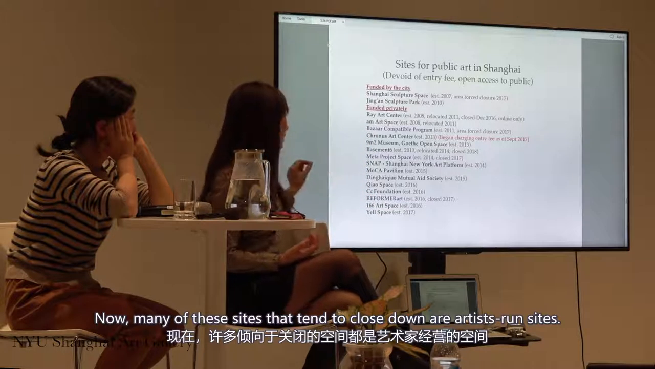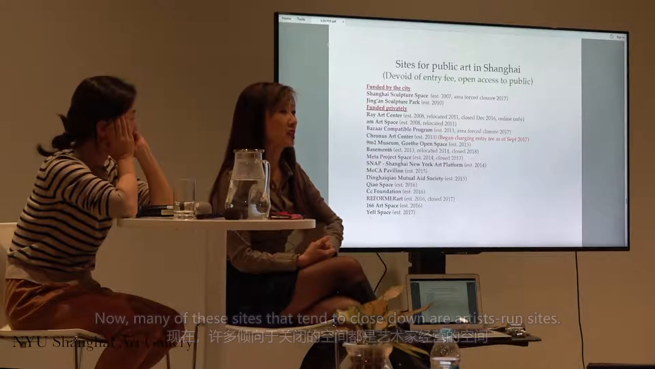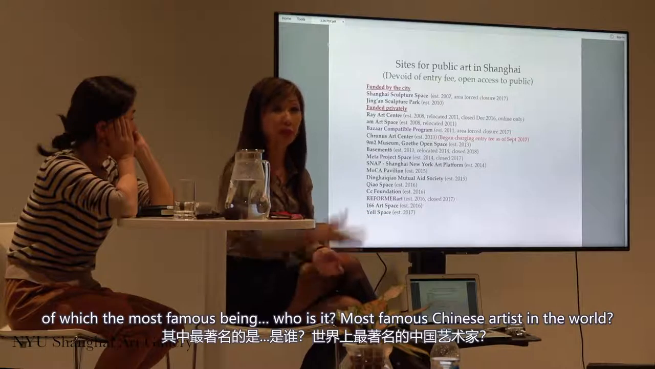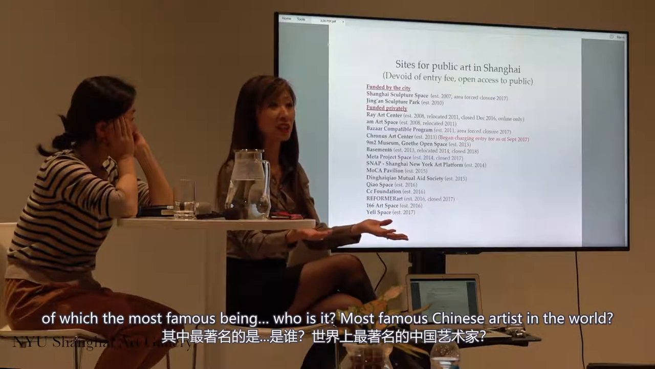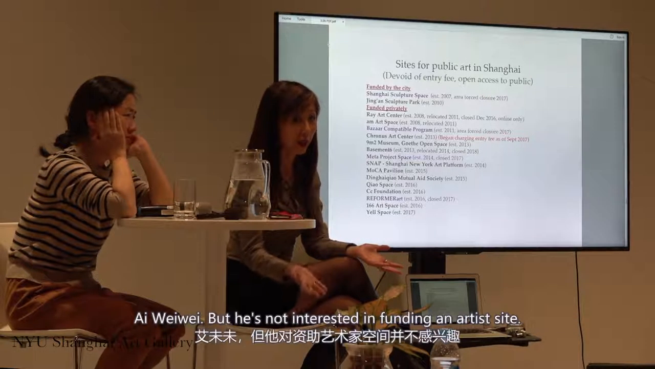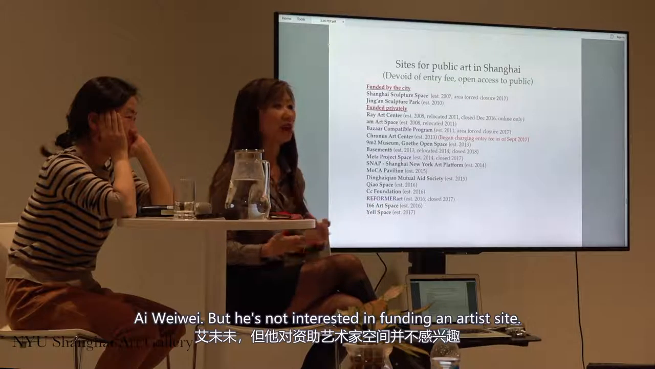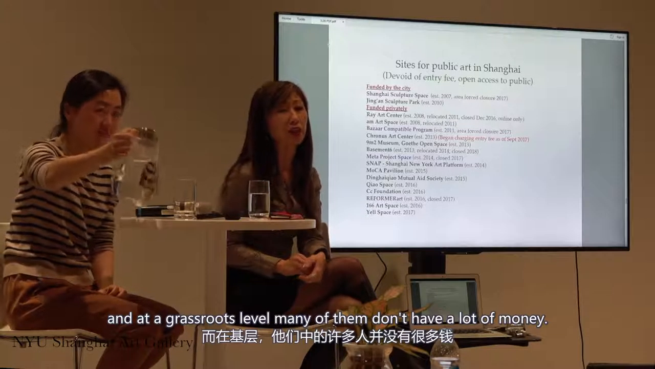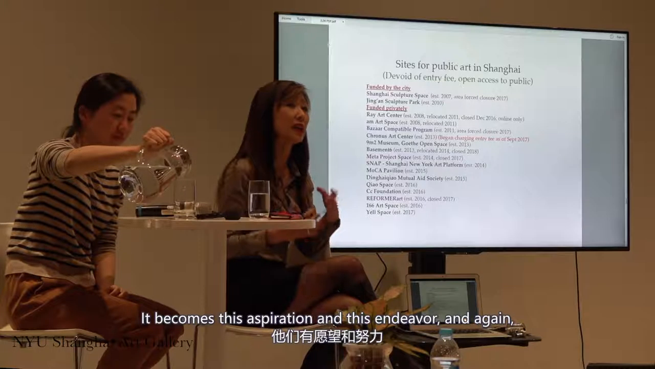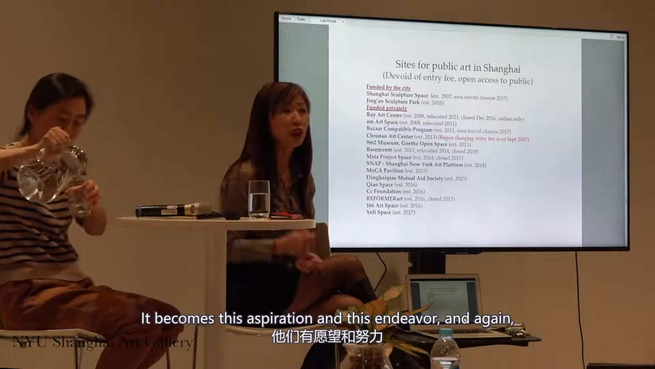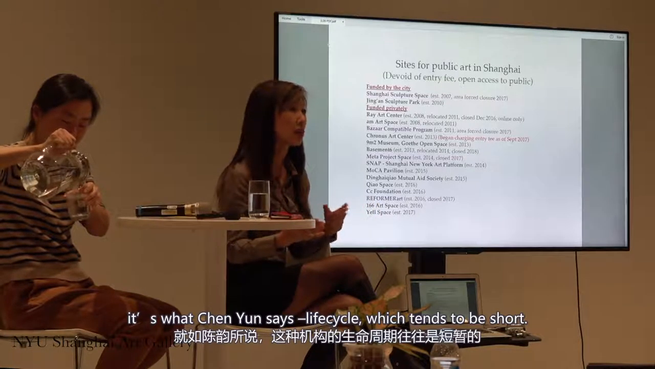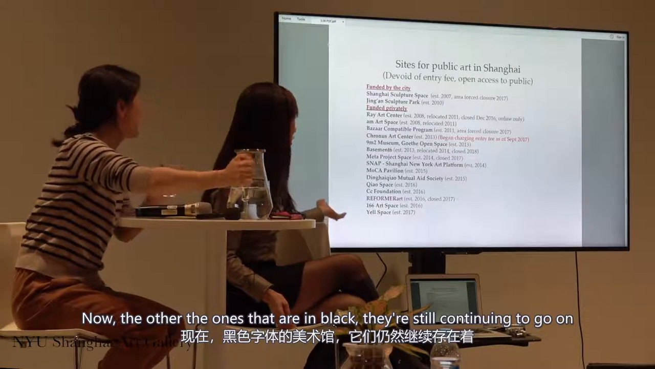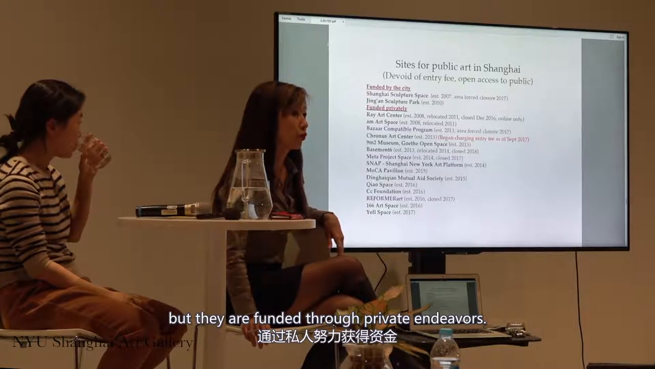Now, many of these sites that tend to close down are artist-run sites. Unfortunately, the wealthiest of the artists in China, the most famous being, who is it? Most famous Chinese artist in the world. Ai Weiwei. But he's not interested in funding an artist site. So this tends to be grassroots level, and at a grassroots level, many of them don't have a lot of money. It becomes this aspiration and this endeavor. And again, it's what Chen Yun said, having its life cycle, which tends to be short. Now the ones that are in black, they're still continuing to go on, but they are funded through private endeavors.